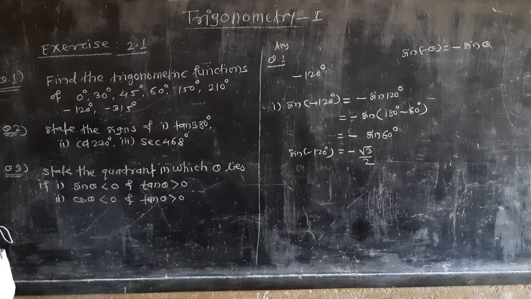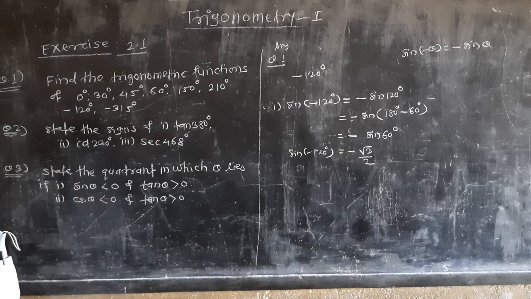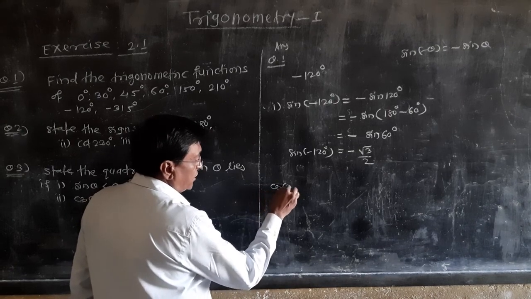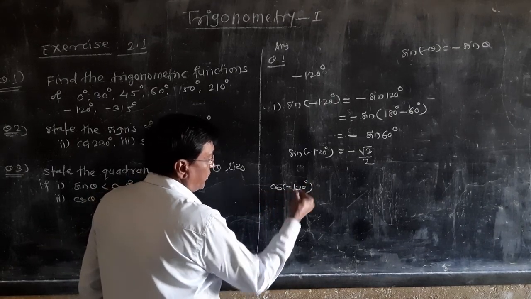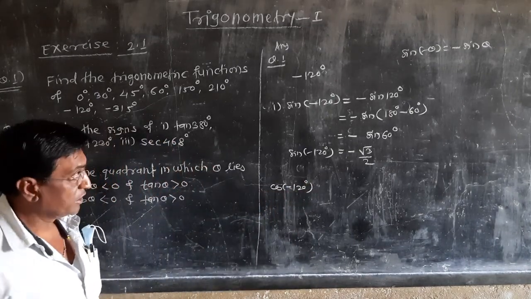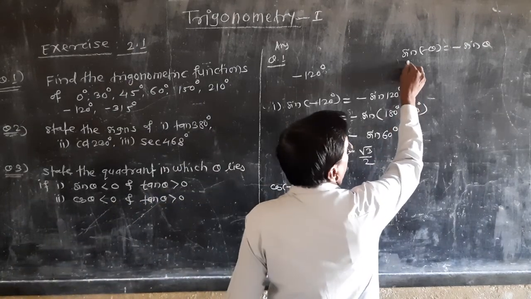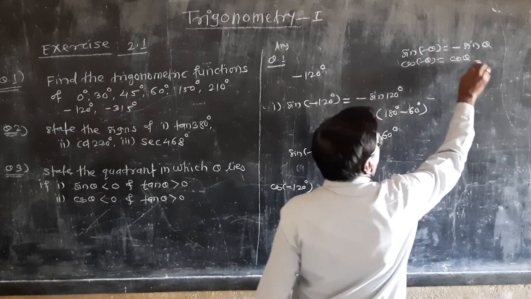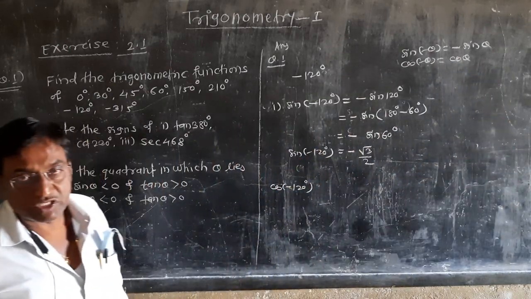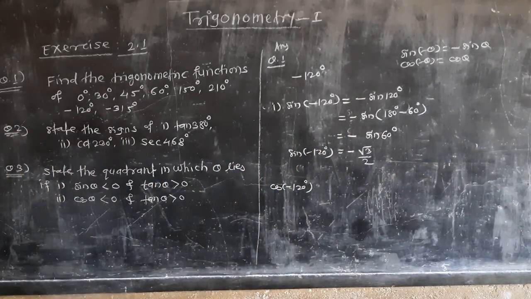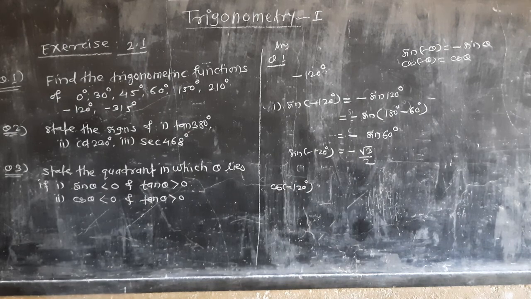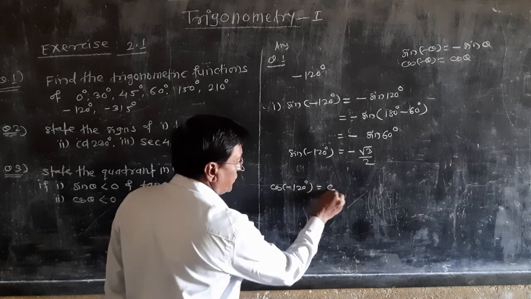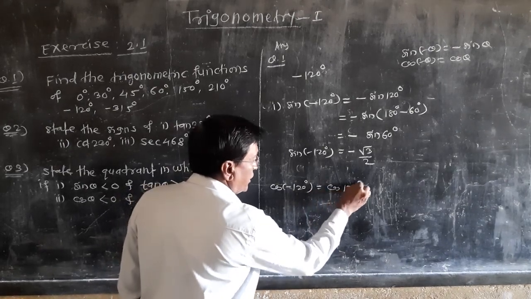So by the way you calculate the remaining ratios also. Suppose that I will take one more problem, that is cos of minus 120. The negative angle formula for cos is that cos of minus theta is equal to cos theta, that is positive. Means in case of the cos ratio, whether the angle is positive or negative, its value is always positive. And so that's why we express this as cos of 120 degree.